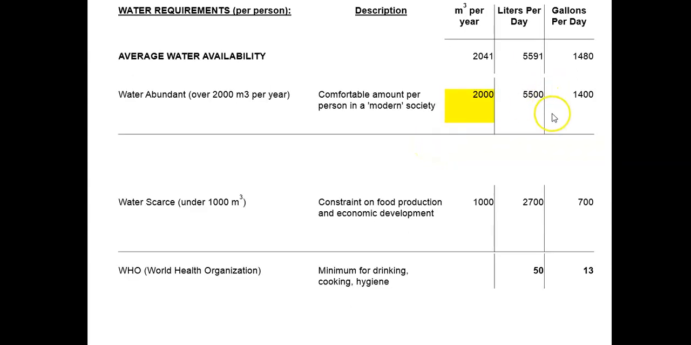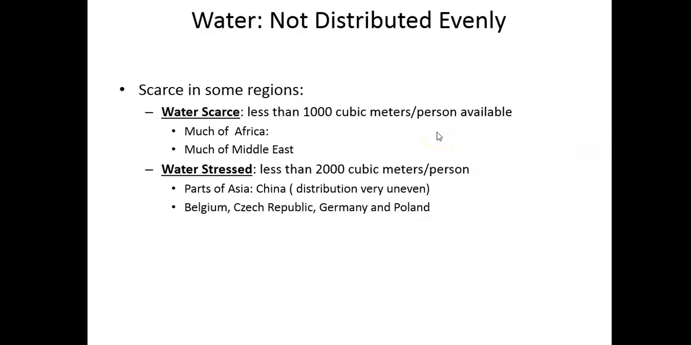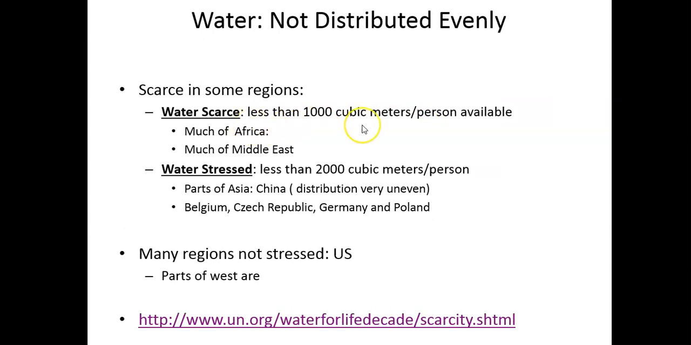Now, as was mentioned, if water were evenly distributed, we wouldn't be water stressed. We would have just enough, we'd be water abundant. But it's not evenly distributed. Some regions are water scarce, much of Africa and the Middle East. Some are water stressed, somewhere in between. And even parts of the United States are stressed, on the West Coast, for example.